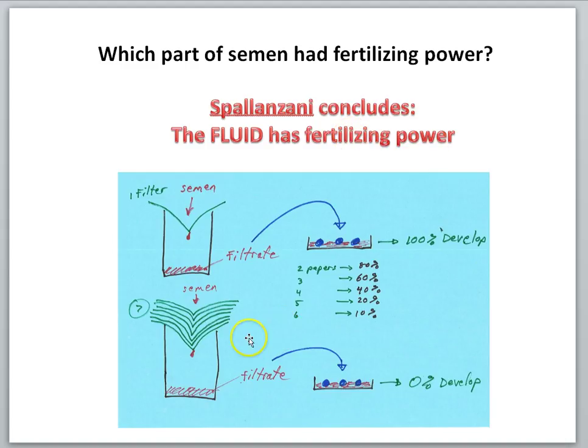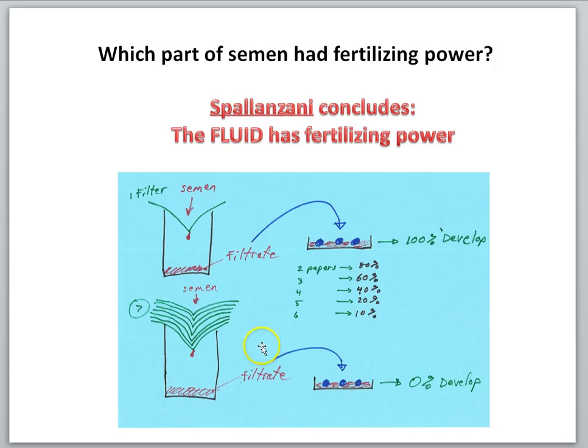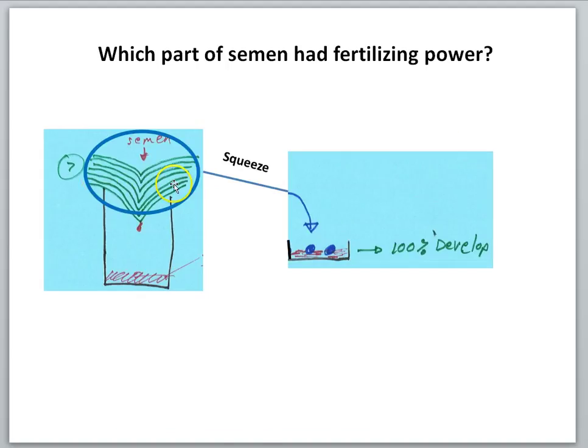This is something of a puzzle to historians, but from a psychological point of view, you'll recall that he already was thinking that the fluid had the power from his first experiment with the microscope slide. And so historians think this was his reasoning. He had to agree that the filtrate loses power with more and more papers. However, Spallanzani thought the fluid on the filter paper still retained the fertilizing power. Now, why would he think that? Because when he took those 7 filter papers and squeezed them over top of some unfertilized eggs, they developed.